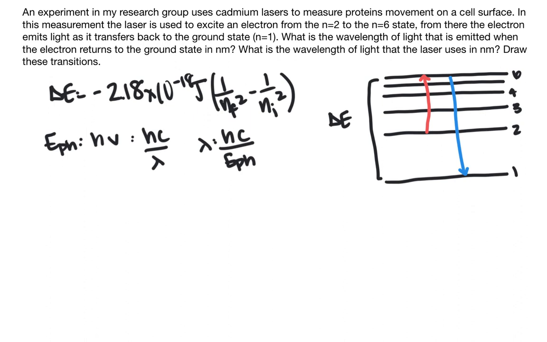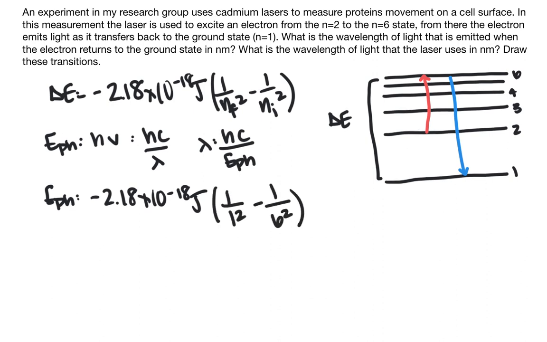This calculation can be complicated if you're not sure which equations to use. But h and c are Planck's constant and the speed of light, so really we just need to calculate E photon. So E photon, in this case, is going to be negative 2.18 times 10 to the negative 18 joules, 1 over 1 squared minus 1 over 6 squared. And that gives me 2.11 times 10 to the negative 19 joules.